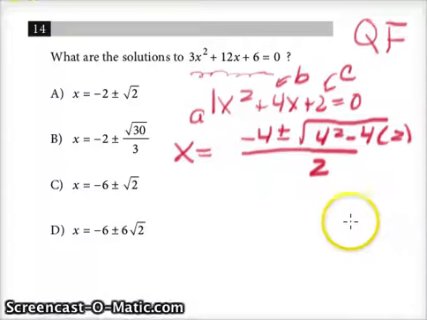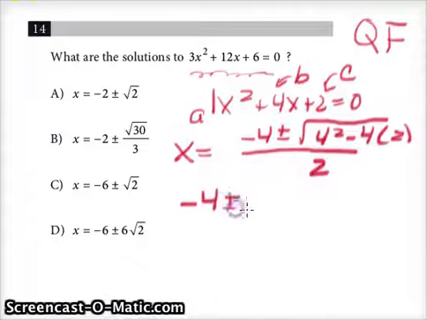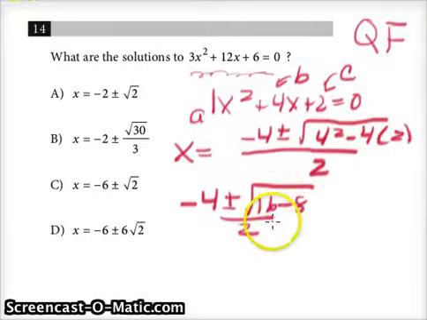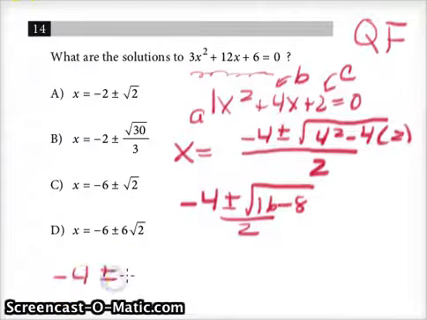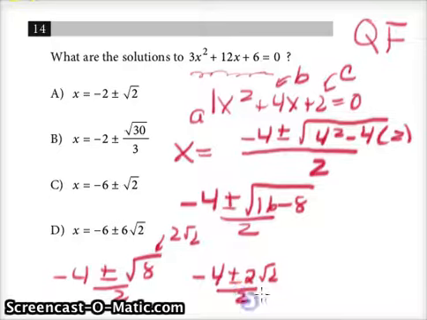Now essentially we're done, but we're going to have to simplify this a little bit more. So let's see, what is that? 16, right? Minus 8, okay? Now 16 minus 8 is 8. So negative 4 plus or minus radical 8 over 2. Radical 8, you've got to simplify that radical. It's 2 radical 2. So negative 4 plus or minus 2 radical 2 all over 2.